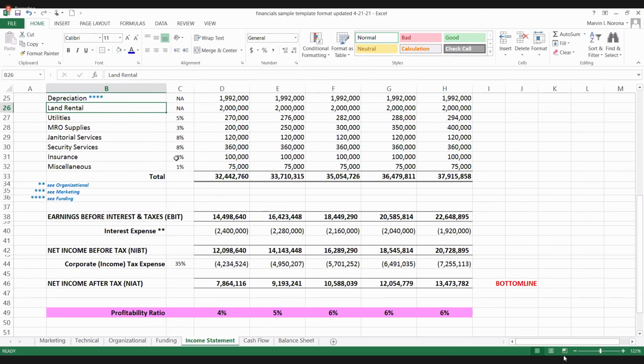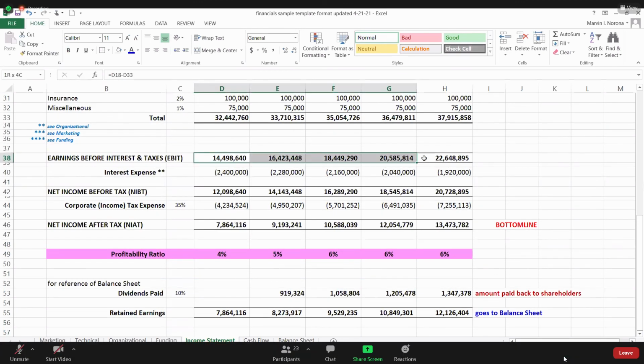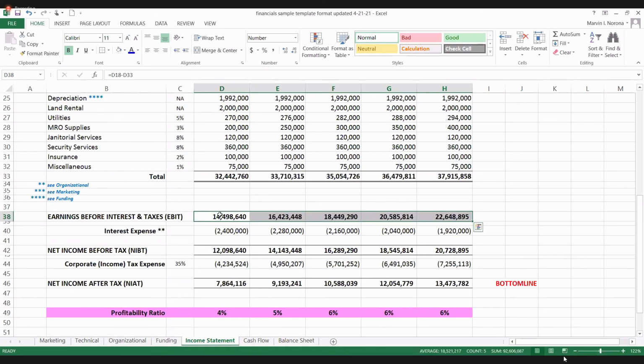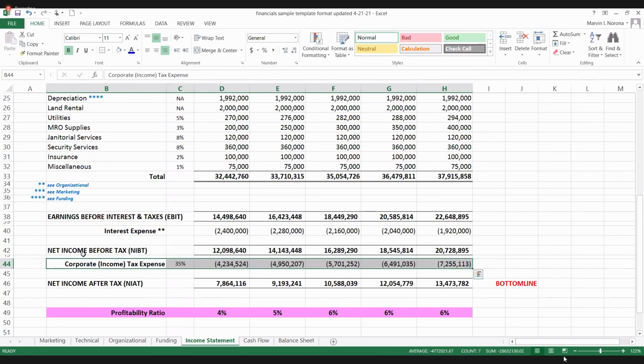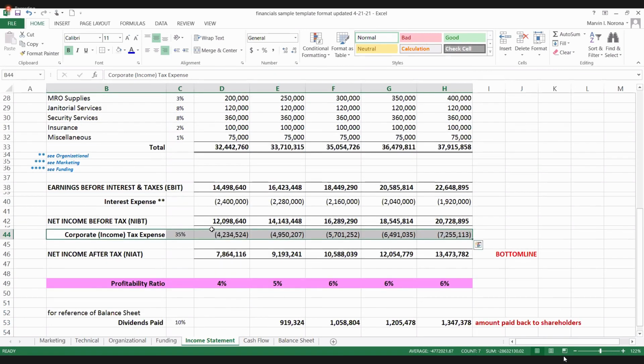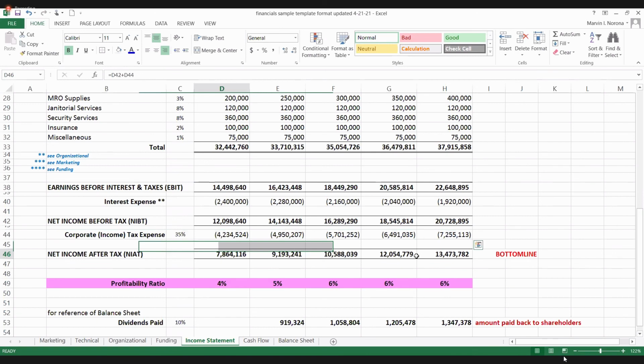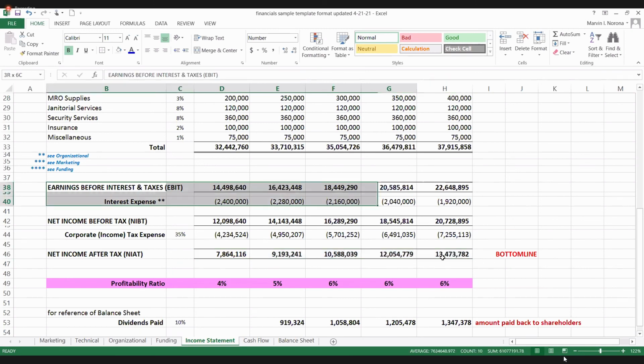Okay, and then, so, what you will have is earnings before interest and taxes. Kung tawagin ng mga accountants yan, EBIT. Ito yun. Okay? And then, you subtract your interest expenses, annual. You get net income before tax. You subtract your income tax based on a corporate structure. Ito yun. You get net income after tax. Napaka-importante. So, that is your bottom line. In fact, buong bottom line mo nandito.